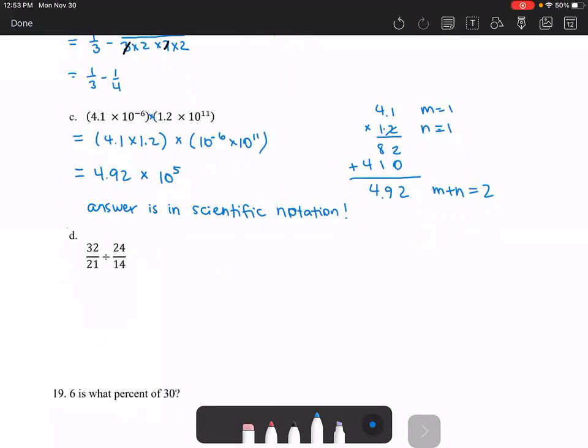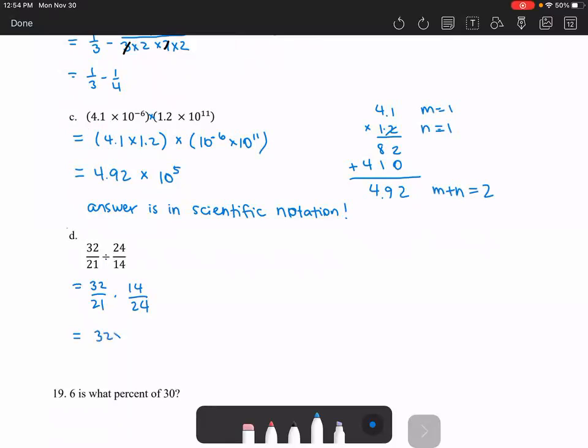Okay, so the last computation question is 42 over 21 divided by 24 over 14. Using our division algorithm, this is going to be 32 over 21. We're going to change the division to multiplication. We're going to change the divisor to its reciprocal. And there's absolutely no way I expect you to multiply 32 and 14 and 21 and 24 and be able to simplify that easily. I would always factor it.